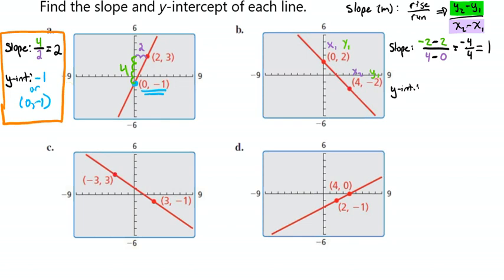My y-intercept is still the point that crosses the y-axis, so 0, 2, or I can just write 2. So 2 or 0, 2. And now I have the solution, my slope and my y-intercept for example B.